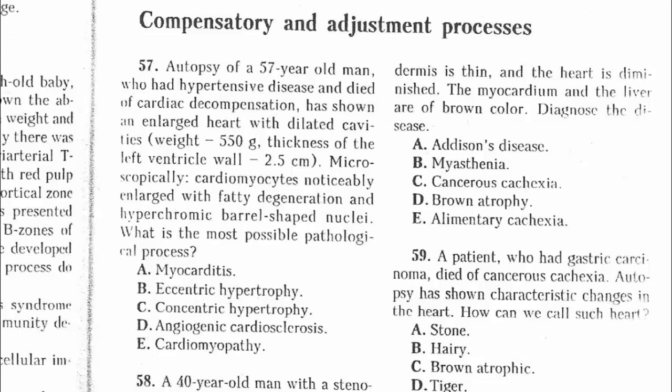Now, due to the enlarged heart with dilated cavities, it is easy to diagnose hypertrophy. So that means it is either eccentric or concentric, because enlargement is hypertrophy. This one is not denoting anything concerning hypertrophy. So by elimination, we have eliminated this and we are left with just two.